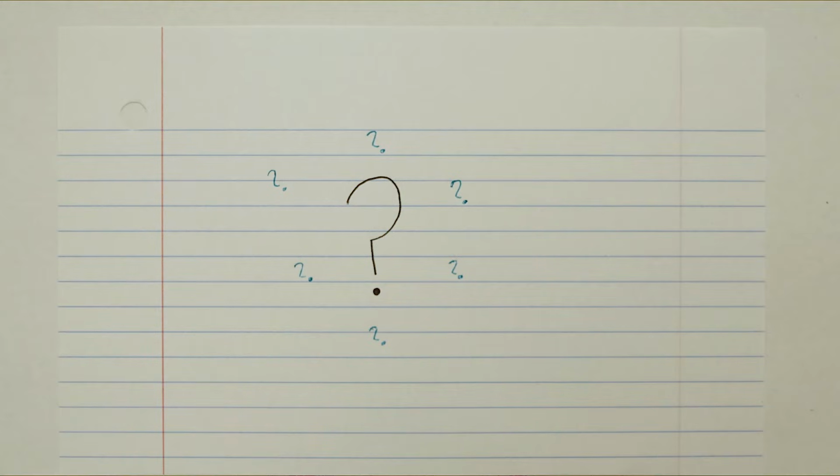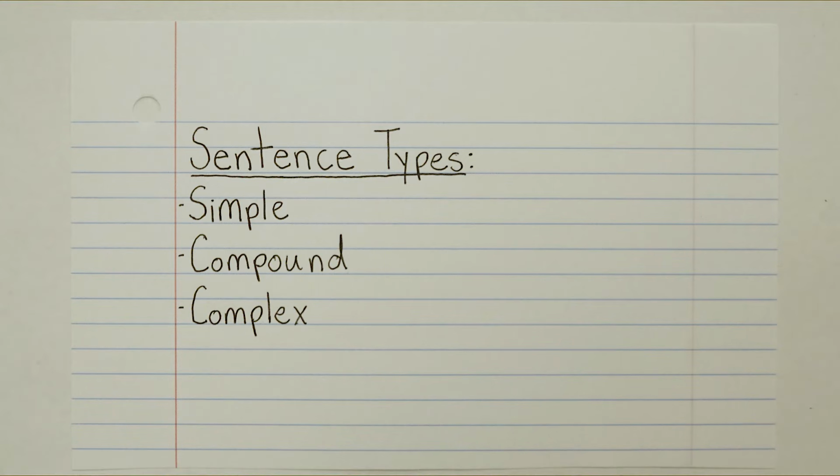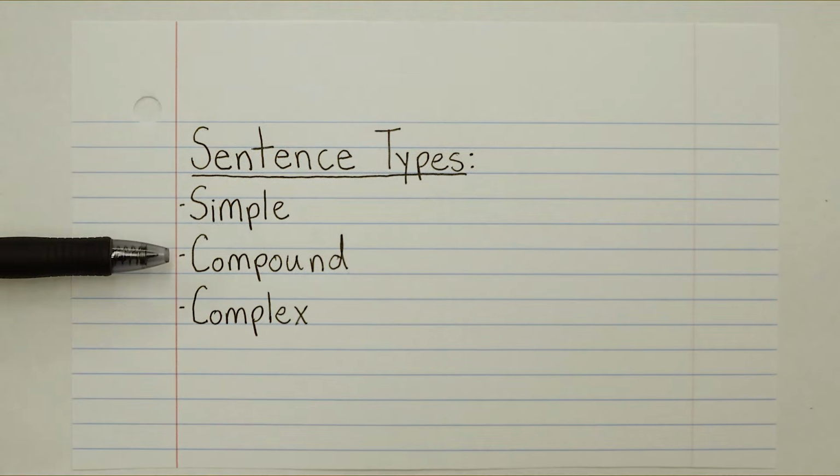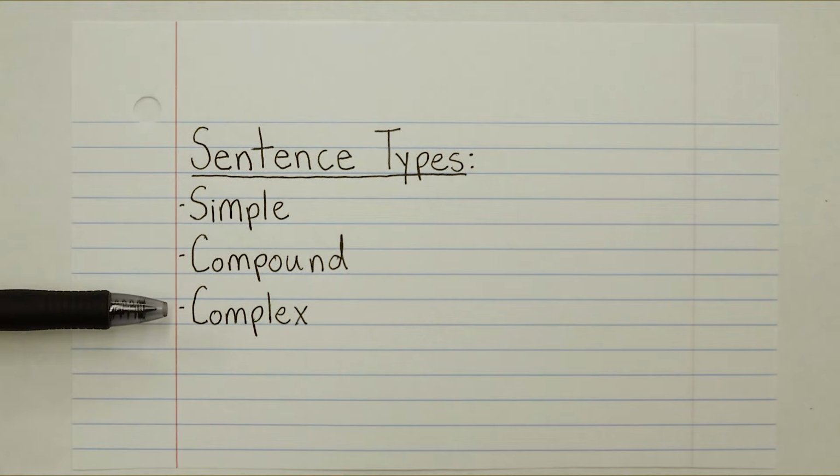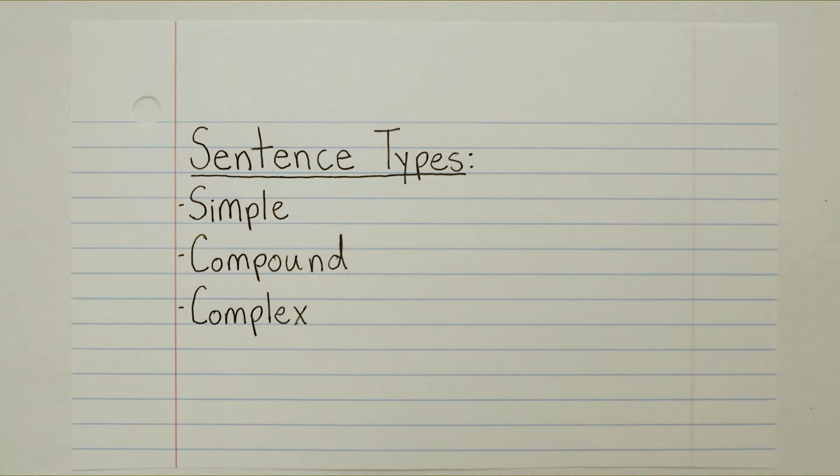Okay, so what are these sentence types? Well, they're simple, compound, and complex. There's actually compound complex as well, but for the purposes of this lesson, we're just going to stick with these basic three. So let's start with simple.